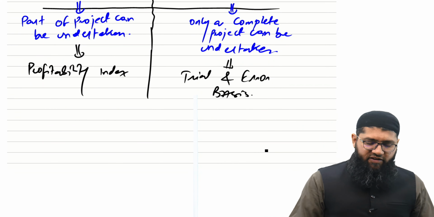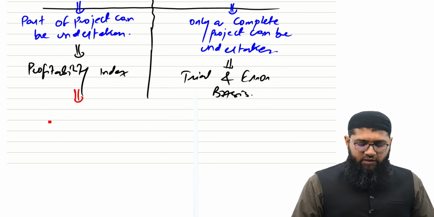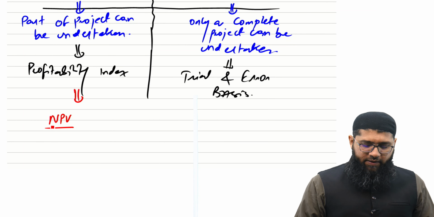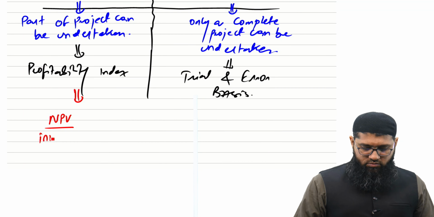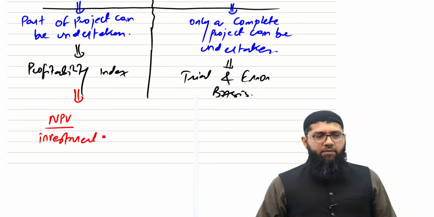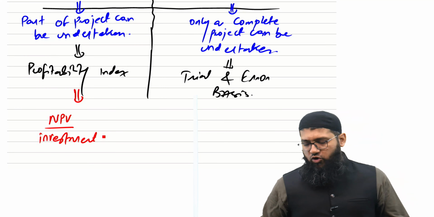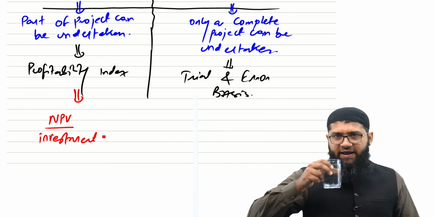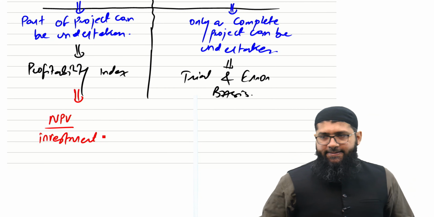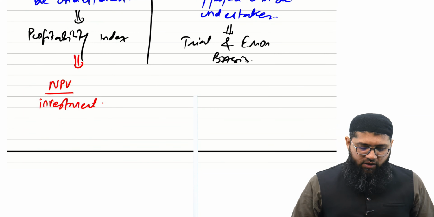Now, what is this profitability index going to be? If I can give you a bit of an idea, the profitability index for any project is NPV divided by investment. The NPV divided by the investment. So it's going to be the NPV divided by the investment.